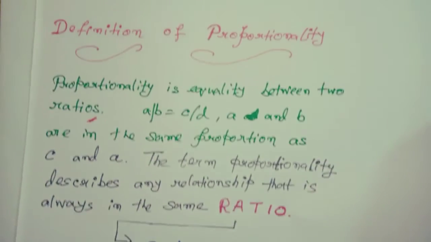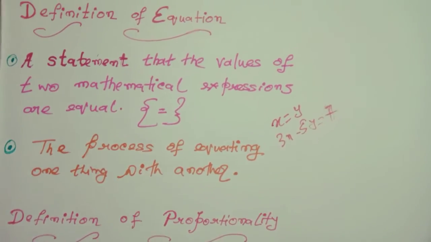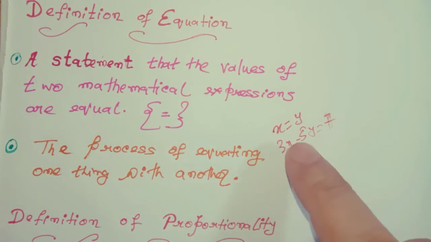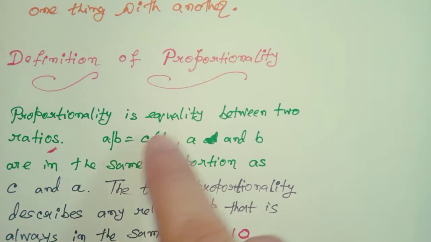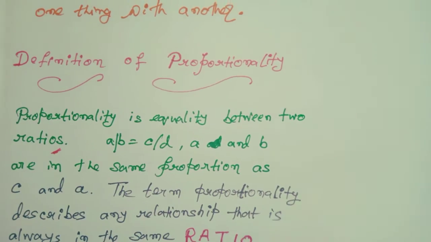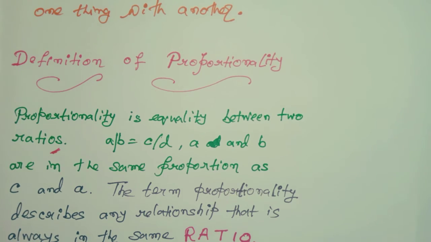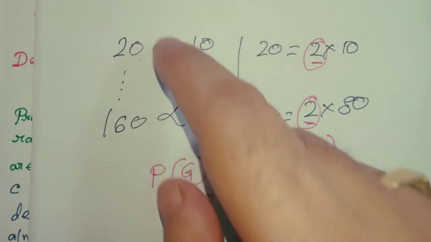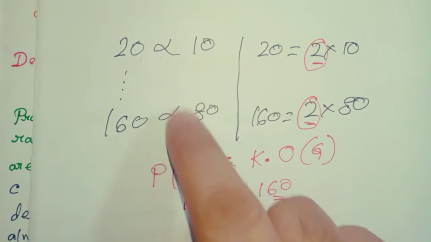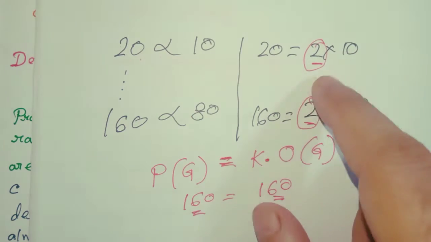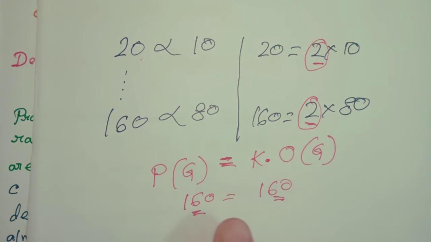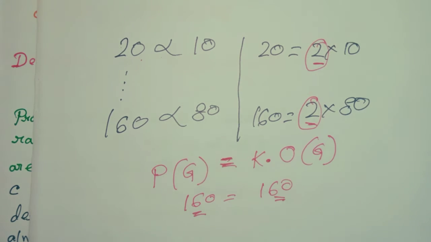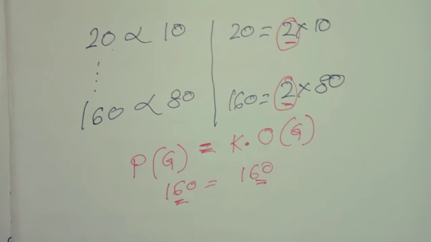I hope that things are getting much clearer. Equation is something where the values are constant. Proportionality is something where there is an equality between two ratios. And that is why this particular example shows that there is something which is changing with a constant change. But when we introduce a constant k, that means there is no change. The values are exactly the same. And that is the reason why we put up a constant.